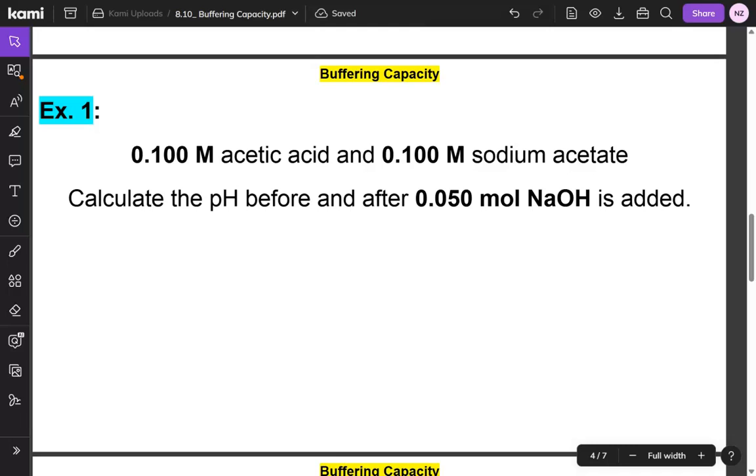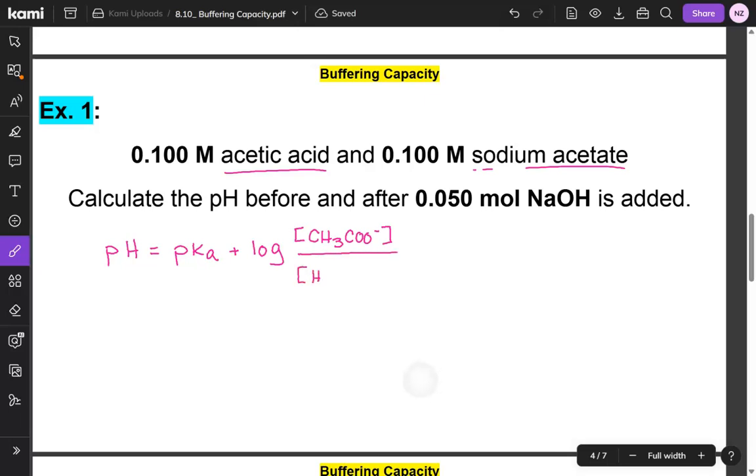Okay, so let's begin by using our Henderson-Hasselbalch equation. Since this is a weak acid and its conjugate, we are going to use the Henderson-Hasselbalch equation. So to plug in, it's going to be pH equals pKa plus log of CH3COO minus over our acid, which is HCH3COO.